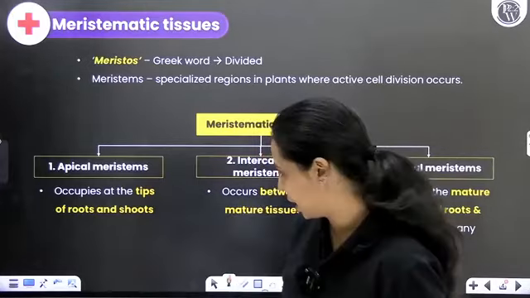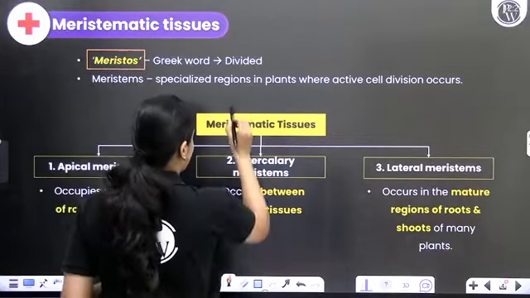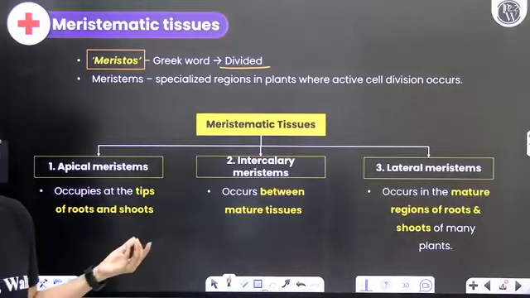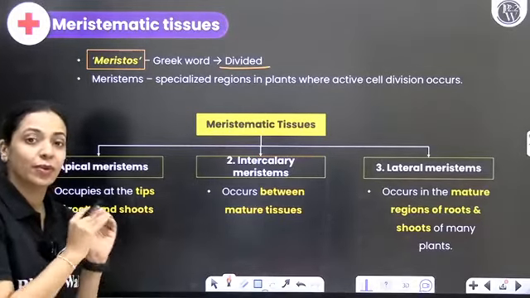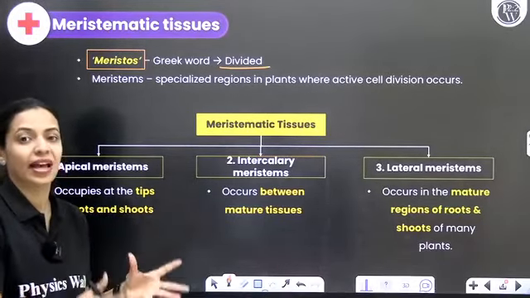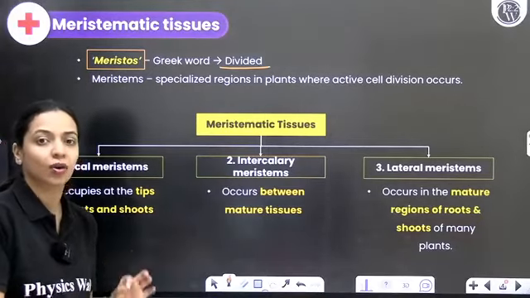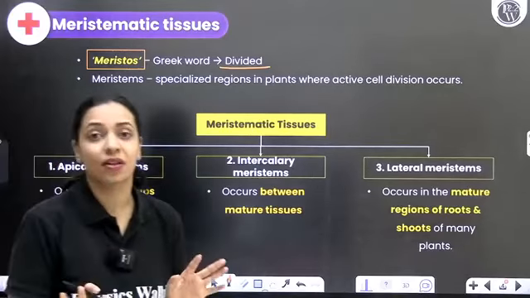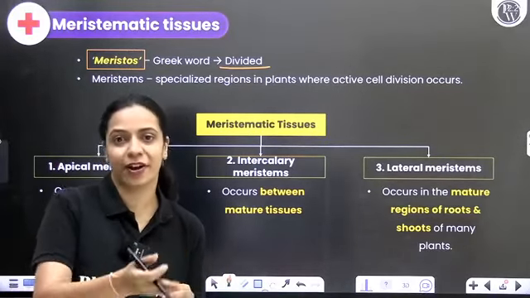It comes from a Greek word called meristos, which means divided or dividing. Since these cells are constantly dividing, we call them meristematic tissue. And the regions in which you find meristematic tissue, specialized regions where you find meristematic tissue, those regions are called meristems. Meristems are not stems alone, okay. Meristems are those regions where you can find meristematic tissue.